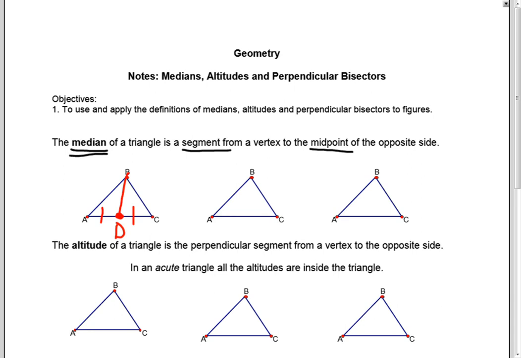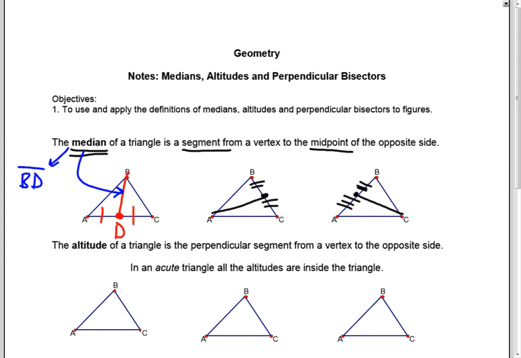The median is actually that segment. Median. But we have 3 sides and 3 vertices in a triangle. So I could put a median from A to this side. I could put a median from here over to here. All of those are considered medians. They go from a vertex point to a midpoint.